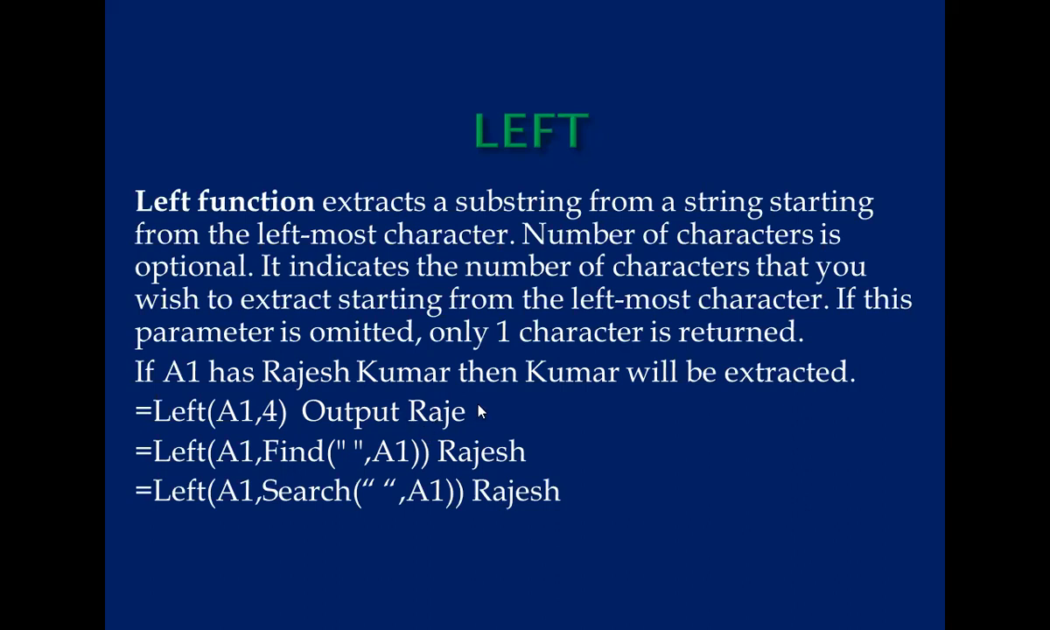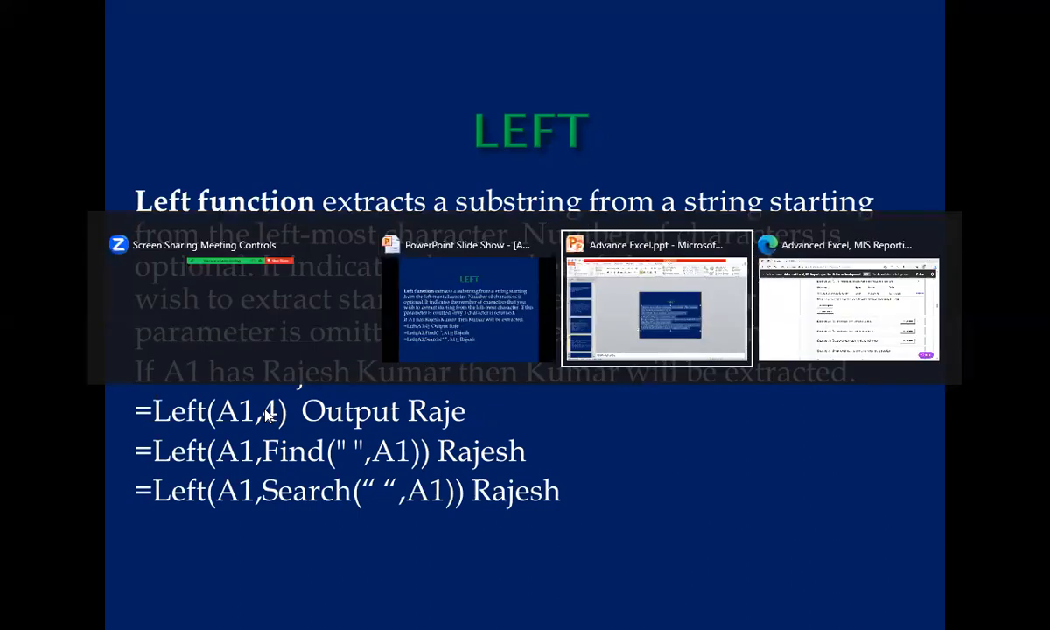But if you want to pick the complete Rajesh, then you will have to pass 6 characters here: 1, 2, 3, 4, 5, 6. So you need to put 6 characters here. But this is a static value, and I want to make it dynamic. So let's see how we can utilize this function.